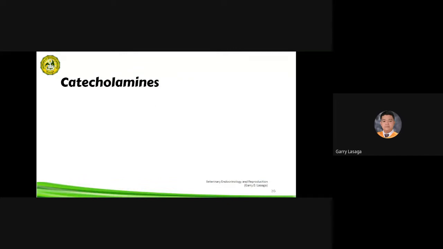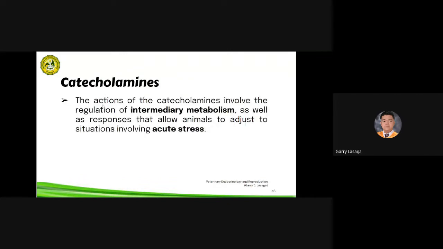So for the actions of our catecholamines, the catecholamines are important for the regulation of intermediary metabolism. So when we say intermediary metabolism, that is the metabolism of the important compounds in the body, such as the carbohydrates, the proteins, and the fats. The catecholamines are, of course, very important for the fight or flight response, because through the fight or flight response, it is the mechanism whereby the animal will be able to adapt to acute stress or a frightening situation.